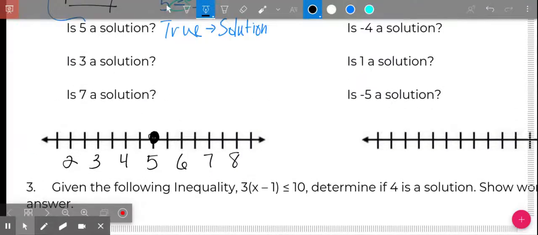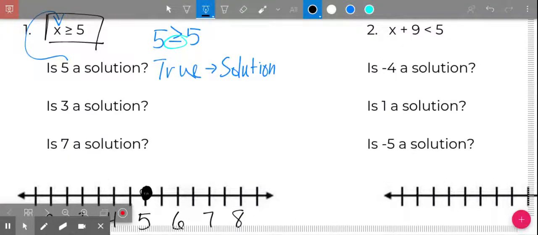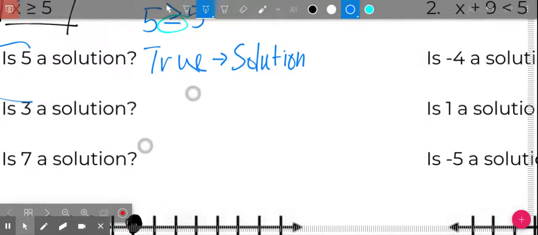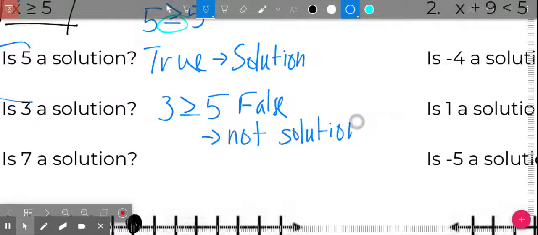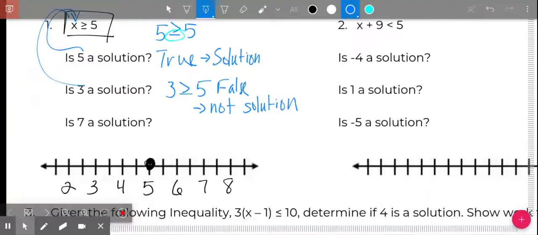So now I have to check the other two to figure out where else we're going to need to shade. So now we're going to take the 3 and plug it in. So I'll have 3 is greater than or equal to 5. Well, is 3 actually greater than or equal to 5? Nope, it sure isn't. So this is going to be false. So this is not a solution. So that means we do not shade there. We're not going to want to shade where it's false. So I'm actually going to go to that 3. I'm going to put a big F over it for false.